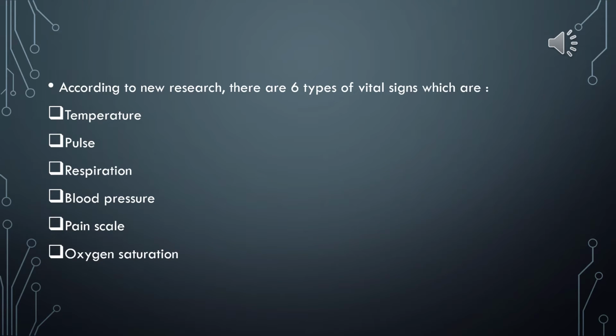According to new research, there are a total of six types of vital signs. First one is the temperature, second is pulse, third respiration, and fourth, as we all know, is blood pressure. But now two new vital signs have been introduced. The fifth is the pain scale, which indicates the pain of the patient by their facial expressions as well as by the statements given by the client. And the sixth one is the oxygen saturation, which is used to measure the oxygen present inside the patient's body. Later on we will know about the normal ranges of the vital signs.